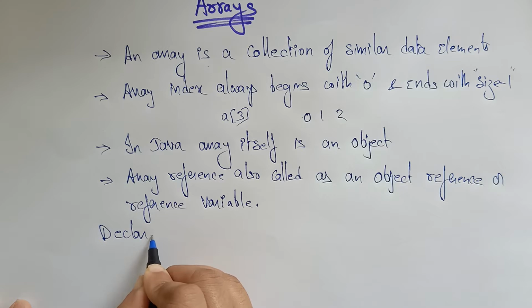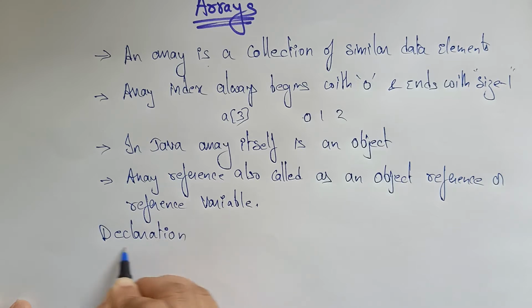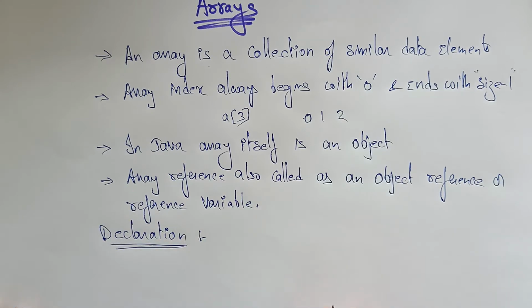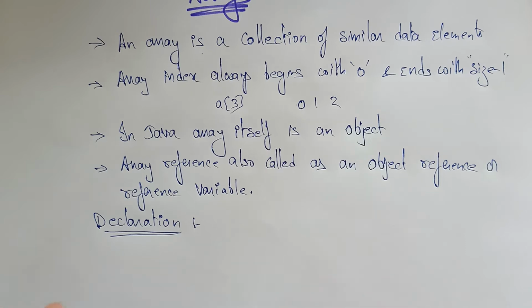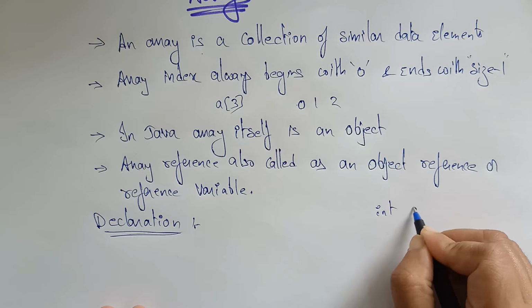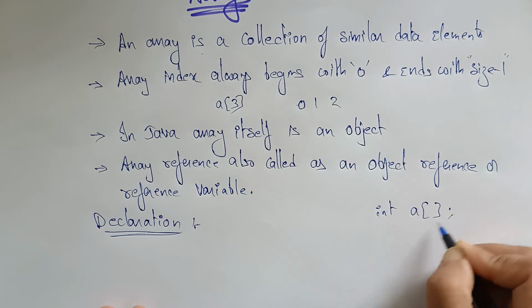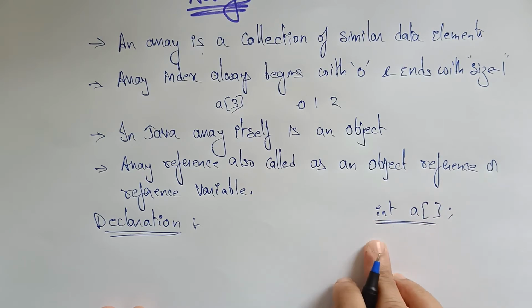So how are you going to declare an array in the Java programming language? So far you have declared an array by mentioning the data type, int, then the array name and the size. So this is the declaration, where the array is of integer data type. That you had seen in the C programming language.